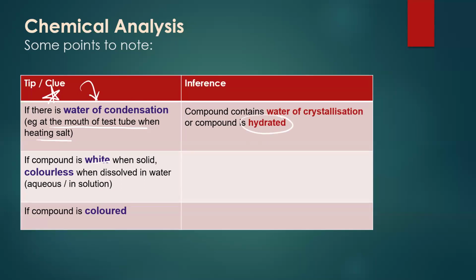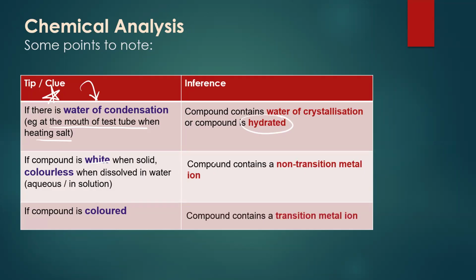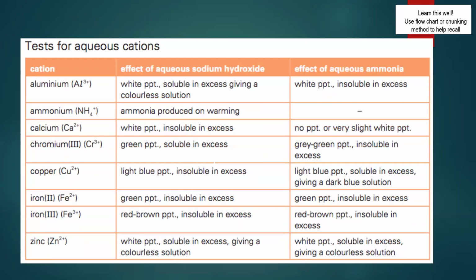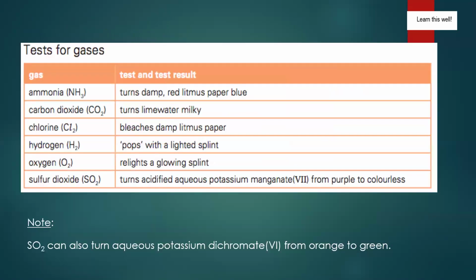If a substance is white when solid and colorless when dissolved in water, the compound contains a non-transition metal ion. If a compound is colored, that compound contains a transition metal ion. These are the tests for the anions. It's given in the data sheet, and the data sheet will be provided to you. Test for cations. Test for gases.